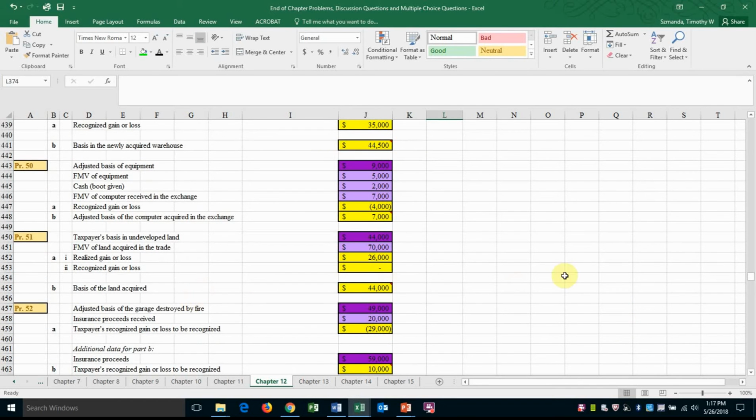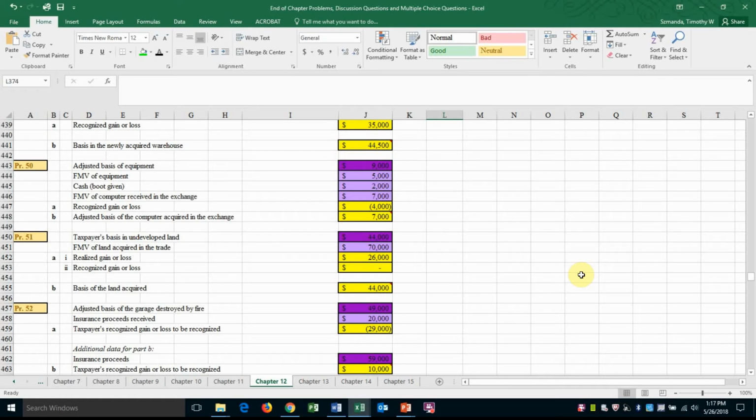Alright, another problem I'd like to go through to get to another learning objective is number 51. This goes to the second learning objective. This one's found at the top of page 1233. Joshua owns undeveloped land that has an adjusted basis of $45,000. He exchanges it for other undeveloped land with a fair market value of $70,000.